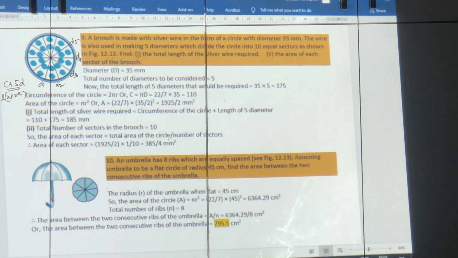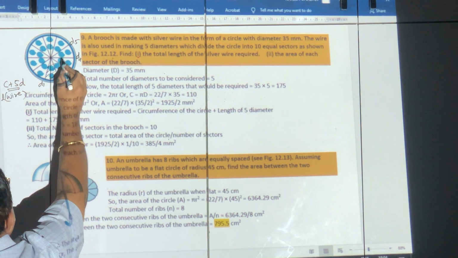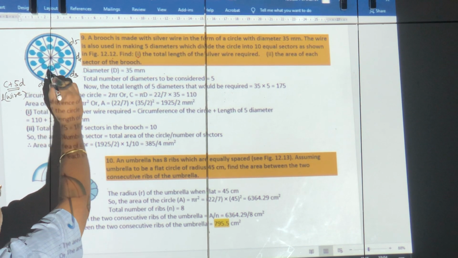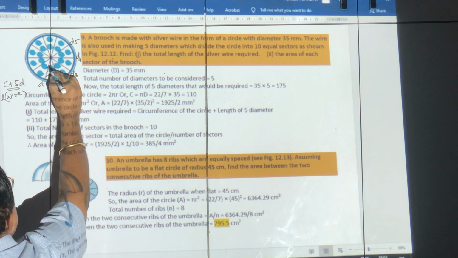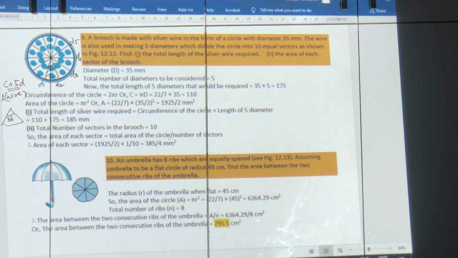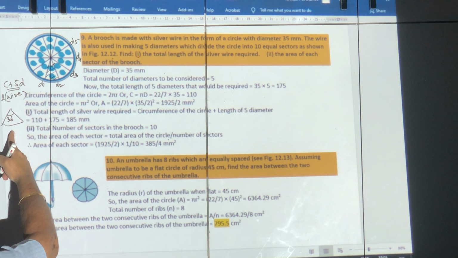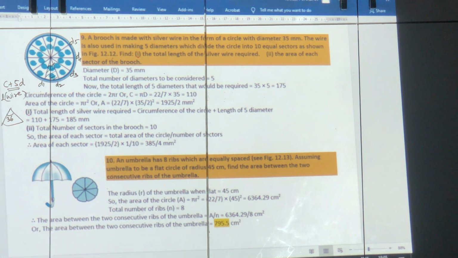First understand the sum. I am supposed to find the area of each sector. If you count 10 sectors, the total angle is 360, so each is 36. Why? 360 divided by 10. Now, radius you already found and theta you already have. Area you can find. Or you can find the area of the circle and divide by 10 because there are 10 sectors, and you will get one sector. Any method you can use.